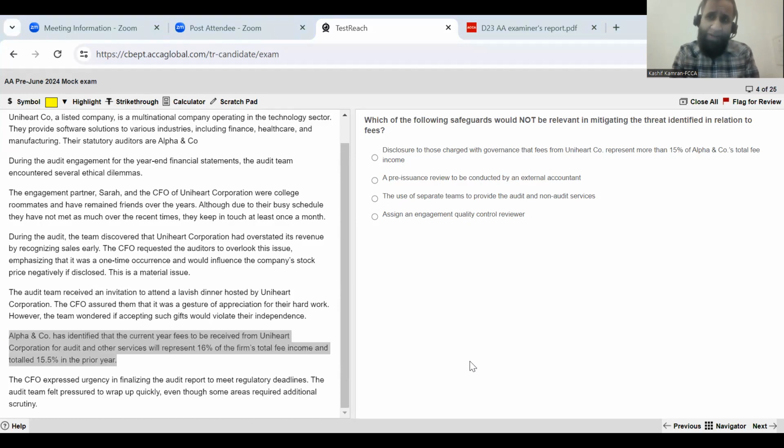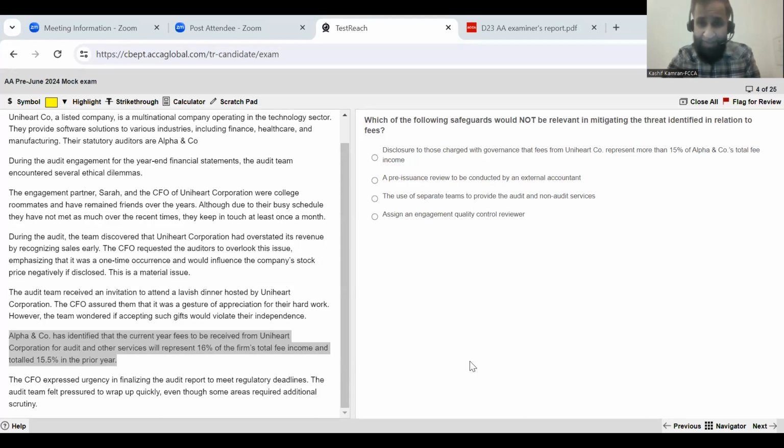So do they have a high dependency on the client, 16%, and last year 15.5%? Have they exceeded 15% of the total income of the firm for 2 consecutive years? I hope you remember the rule. So are they under a threat? Yes. So what safeguard can they take?